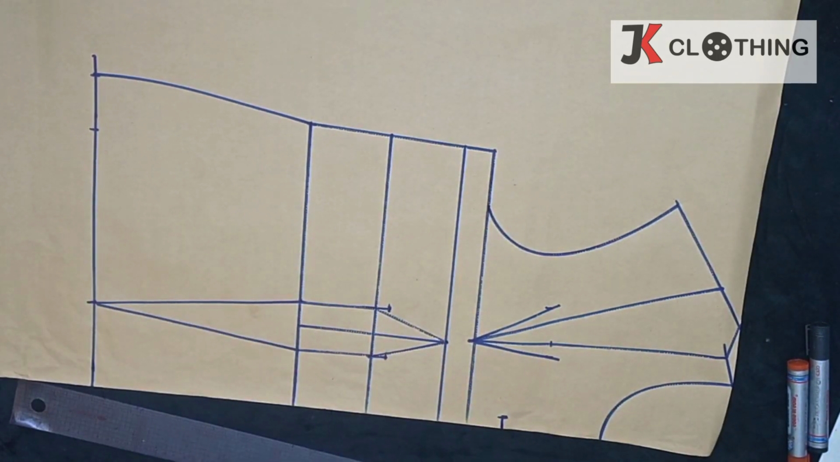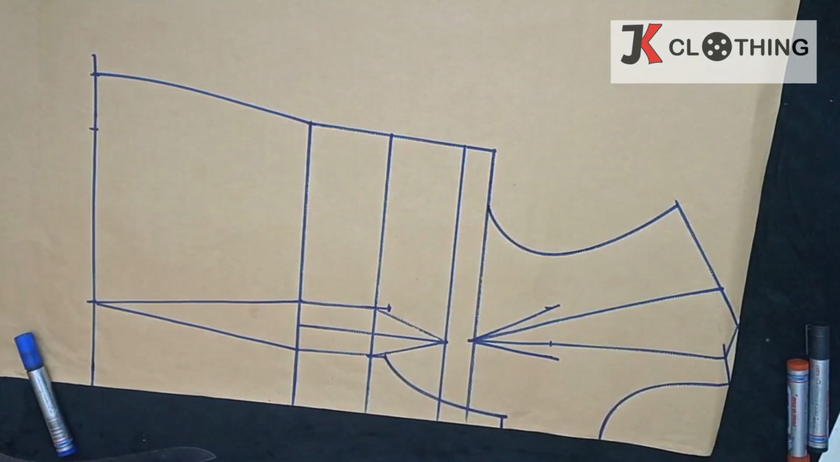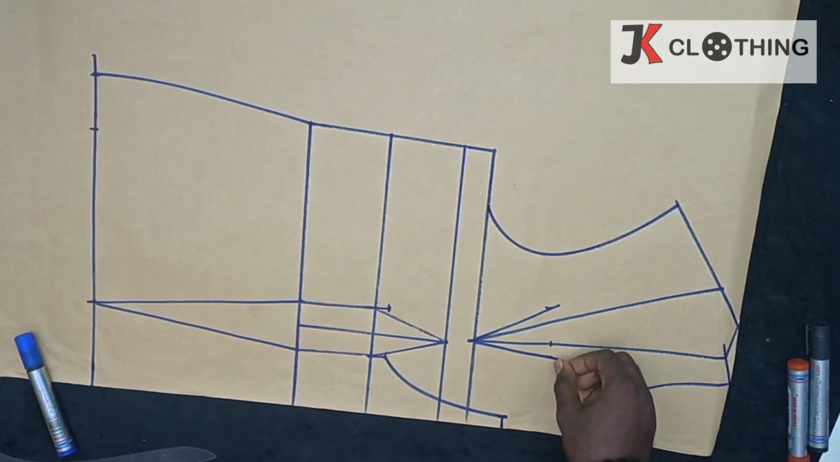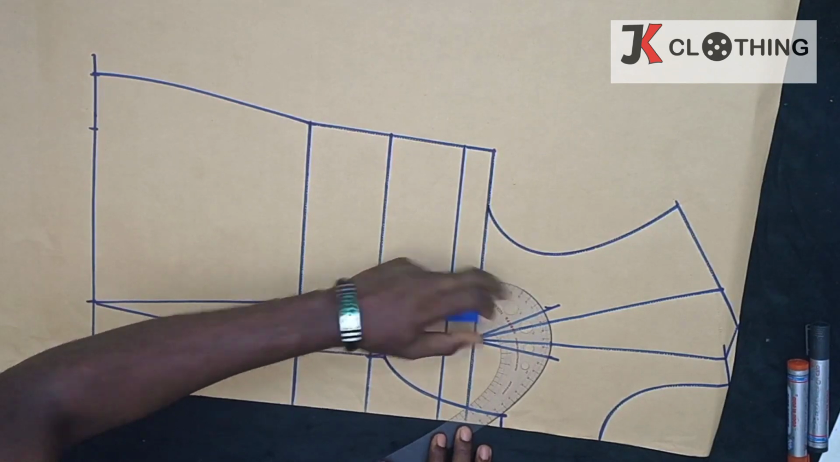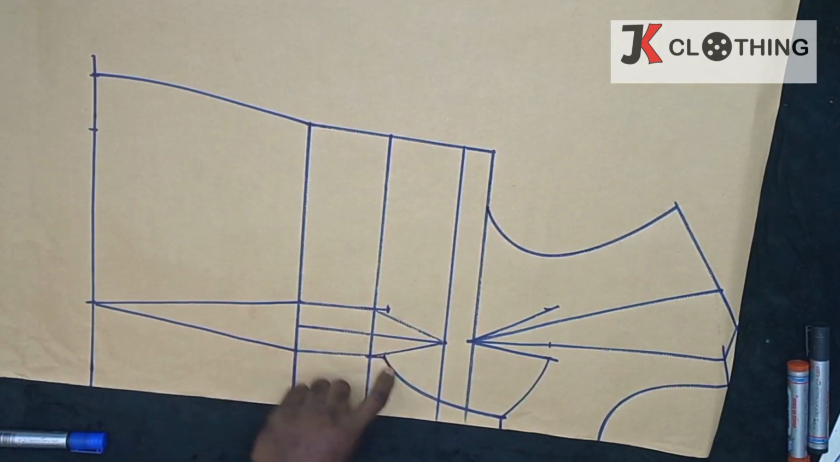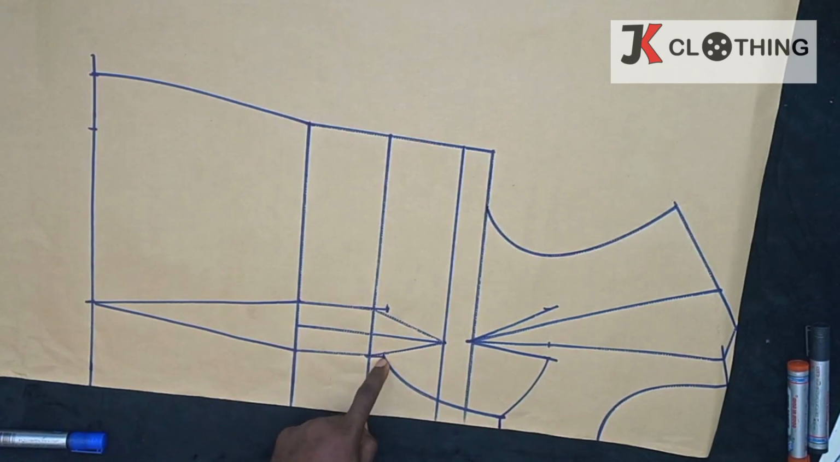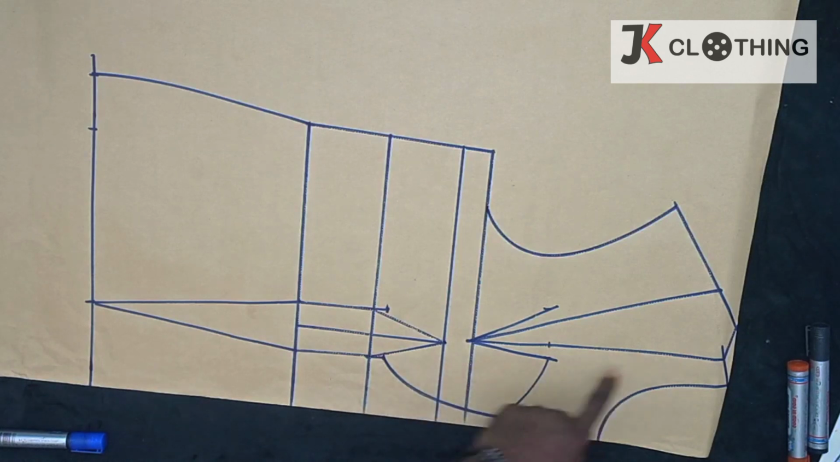Then we draw an arc to connect these 2 points. We draw an arc to connect the point at the top here also to this very point at the cleavage area. Using a similar arc, we are going to join this very dart also to the nipple point and onward to where the shoulder dart ended.